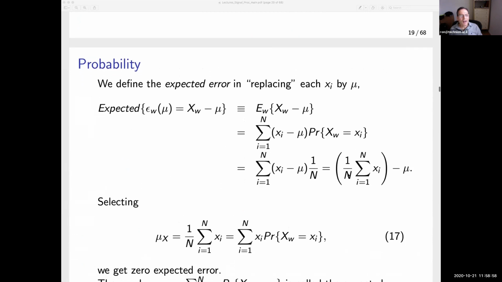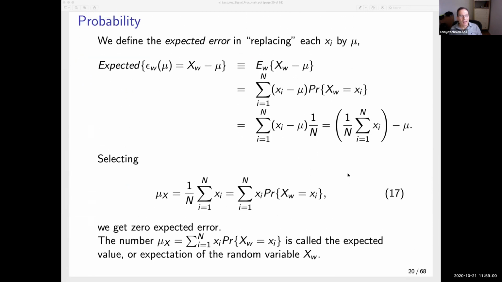So let us now define the expectation. What we do is we define the error to be nothing but taking the random variable, subtracting the representative mu from this random variable, and writing it in a probabilistic manner would be finding the expectation with respect to W of X minus mu. And remember that mu is a constant, the number that I'm looking for.